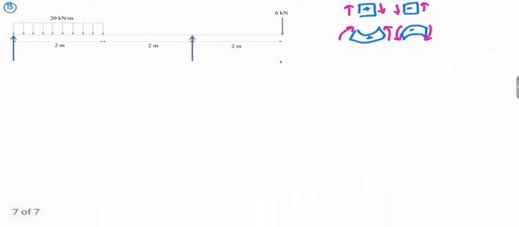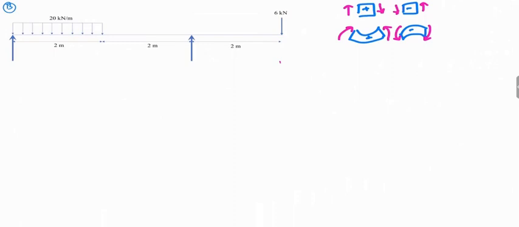So now we have the next question, question number 13. If you have an overhanging beam with a UDL of 20 kN/m for a 2 meter distance and a 6 kN load at the free end, then if you do the reaction calculation, you will get the value for your reaction RA.